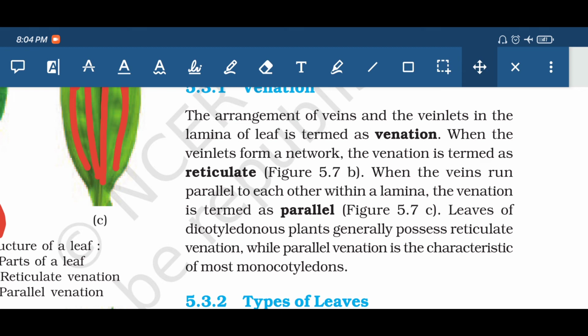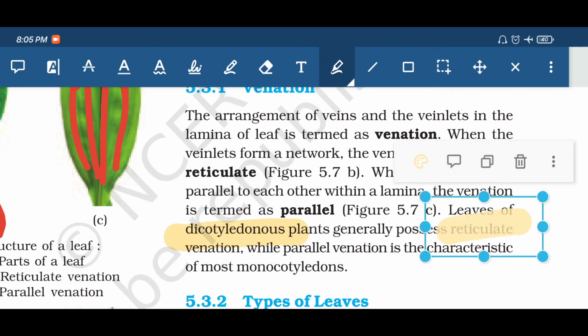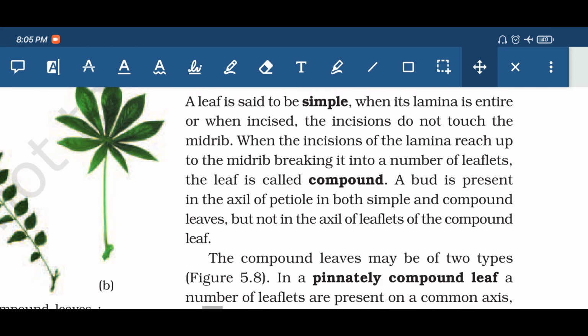Leaves of dicotyledonous plants generally possess reticulate venation, while parallel venation is the characteristic of mostly monocots. So dicots have reticulate. This is a very important point that should be marked for NEET. Such kind of questions can be asked. Dicot plants show reticulate venation, and parallel venation is shown by monocot plants. Okay, next, types of leaves.